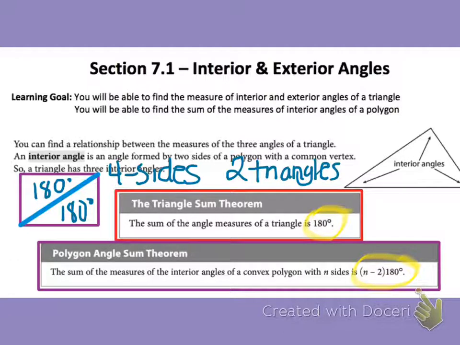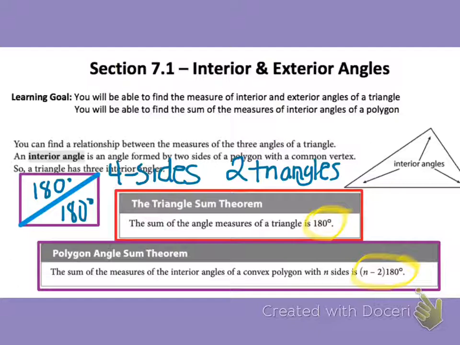So if you think about this formula, what it's saying is n, meaning number of sides, minus 2 times 180 degrees. That would work here. So I have four sides. If I subtract 2 from that, I get 2. And that's what I got here, two triangles, each of them 180 degrees.